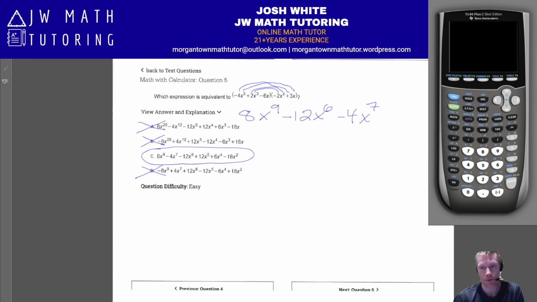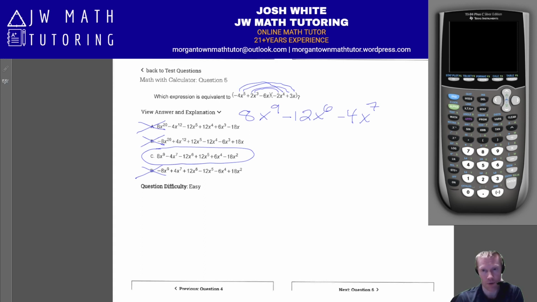Now, I'm going to do all the work out just to confirm that C is the correct answer. But keep in mind, on this test, you do not need to finish the problem like you would on a regular math test in school, where you have a free response question that you have to list out, give the answer yourself.